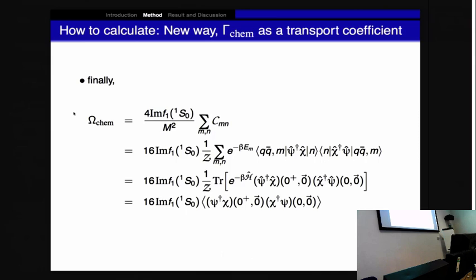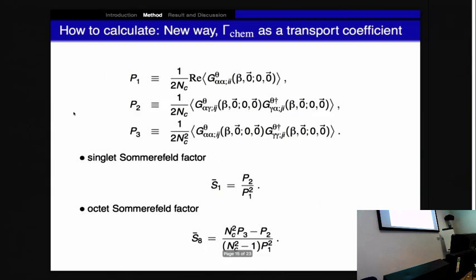Then the omega chem, we need to define the chemical equilibration rate. It's just two-point functions, and even that is just from 0 to plus. 0 plus means you start from tau equal to 0 in Euclidean time, then wrap around all the way. That's what 0 plus means. And this has the information about this omega chem.